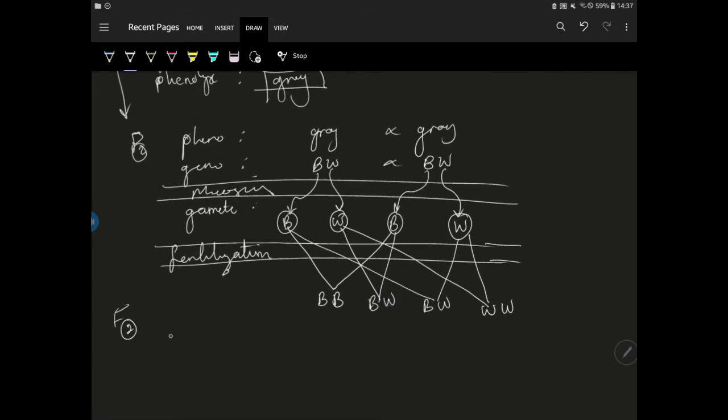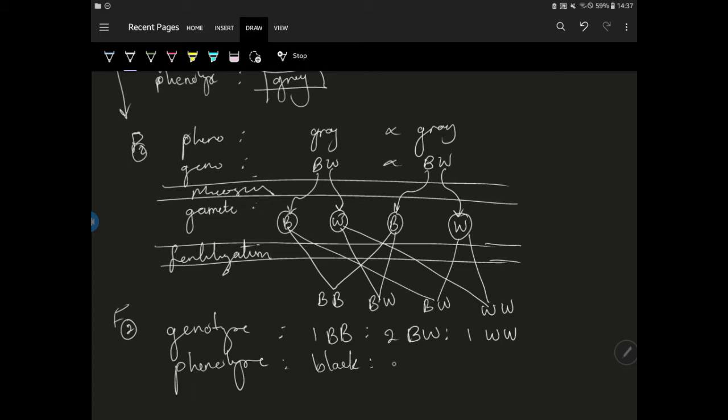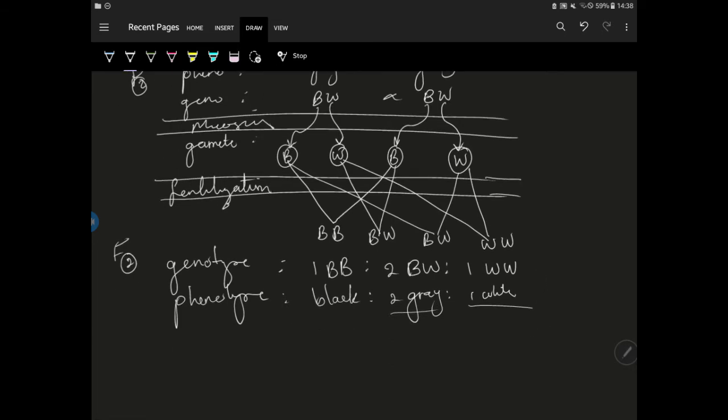So your F2 genotypes would be 1 BB is to 2 BW is to 1 WW. And then our phenotype expressed is therefore going to be 1 black offspring is to 2 gray offspring is to 1 white offspring. So the chance of having a white offspring from two gray rabbits is 25%. The chance of having another gray rabbit is 50%. Hope you understand how the probabilities work.